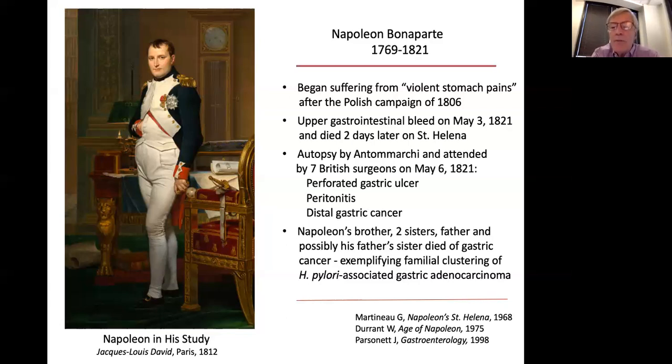He had at autopsy a perforated gastric ulcer, peritonitis, and a distal gastric cancer. Importantly, Napoleon's brother, 2 sisters, father, and possibly his father's sister died of gastric cancer, all exemplifying the familial clustering of H. pylori associated gastric adenocarcinoma, although obviously we don't know that he had H. pylori, but clearly the epidemiology and the demographics of Napoleon and his family really do implicate H. pylori, and Napoleon palpating his painful duodenal ulcer.